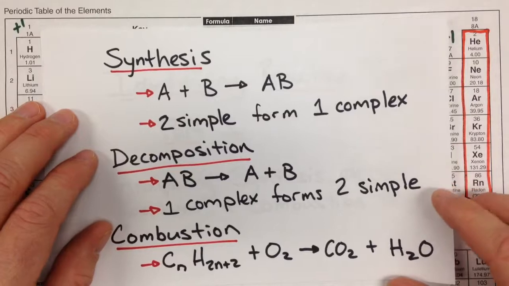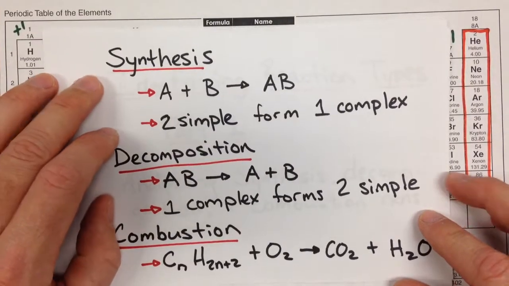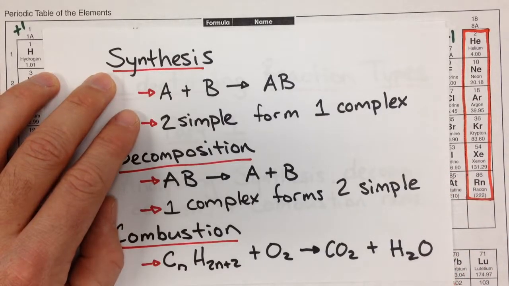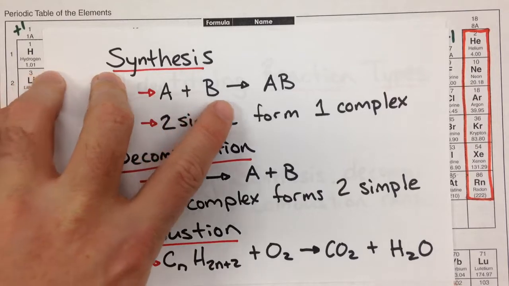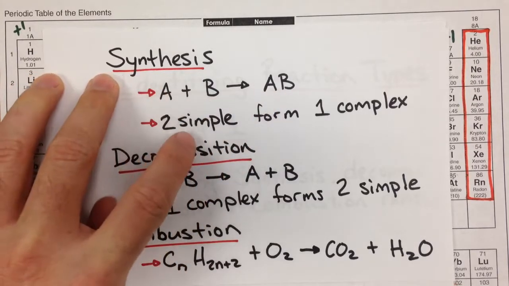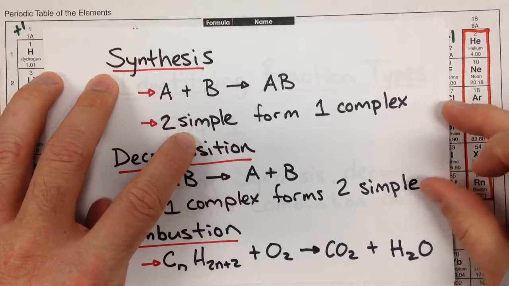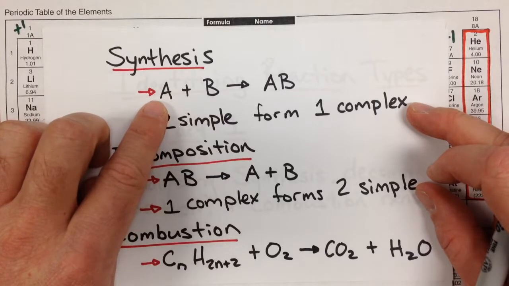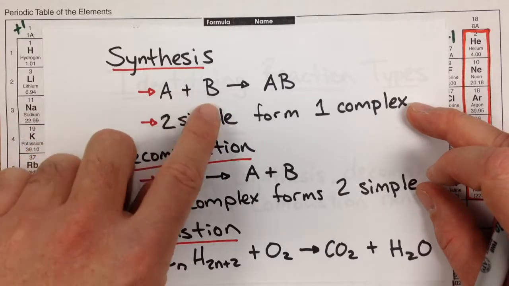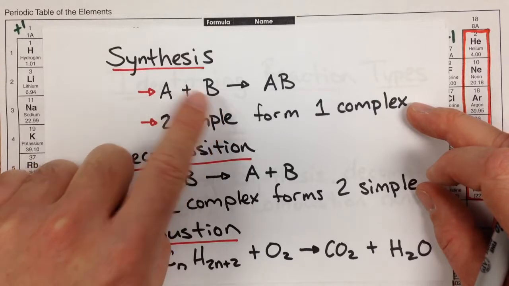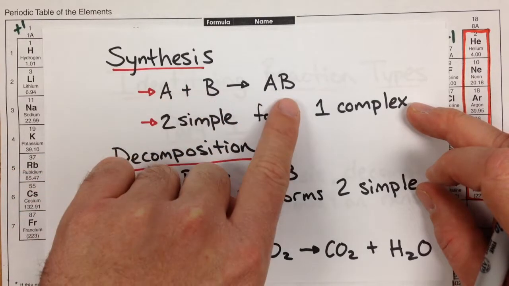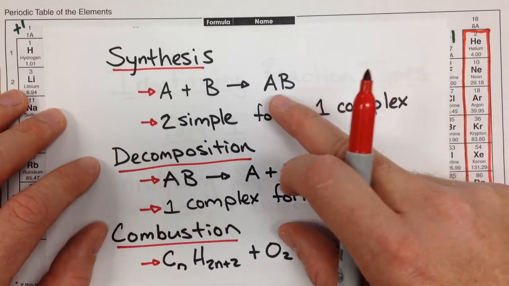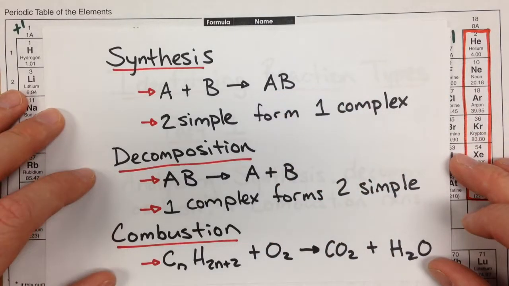So the first type of reaction, one of the most simple forms of reactions, is synthesis reactions. And what I have here for you is a general form where A plus B yields AB. So two simple things will form one more complex item. Now A and B could be compounds, so just recognize that that is possible. But A and B are any random element or compound combining to form a more complex compound. AB will always be a compound, clearly.